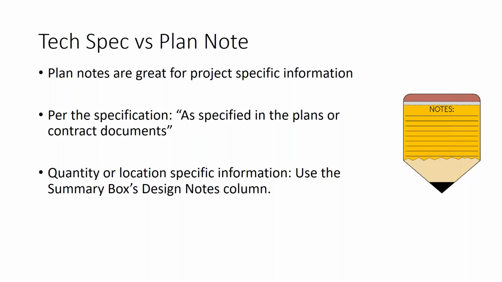Quantity and location-specific information, we would recommend using the summary box design notes column. If it's just a matter of use plastic pipe here or a different material there, we can put that in the design notes column as needed, as long as we're not in conflict with any part of the specification or standard.